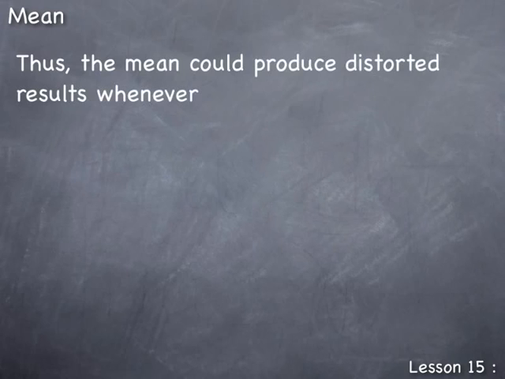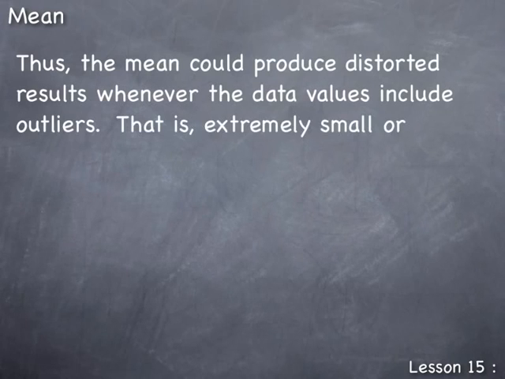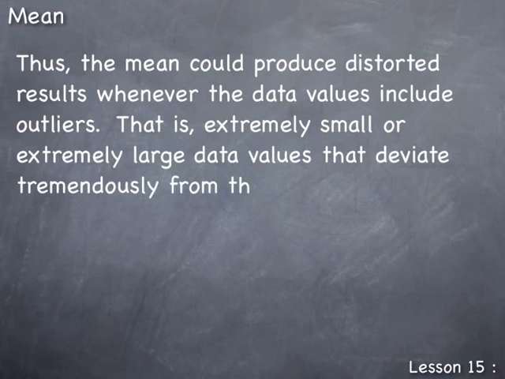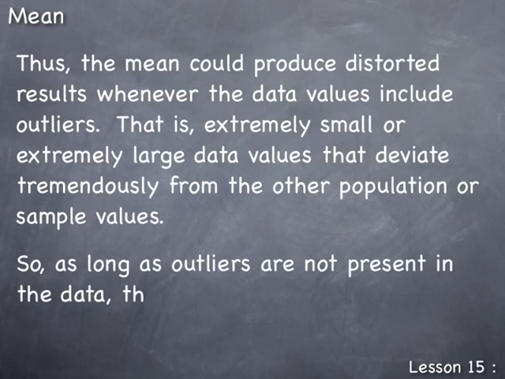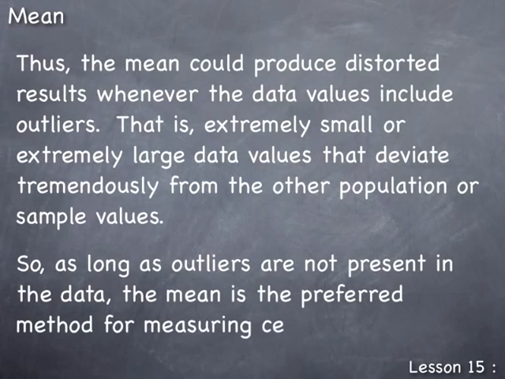Thus, the mean could produce distorted results whenever the data values include what statisticians call outliers. That is, extremely small or extremely large data values that deviate tremendously from the other population or sample values. So, as long as outliers are not present in the data, the mean is the preferred method for measuring central tendency.